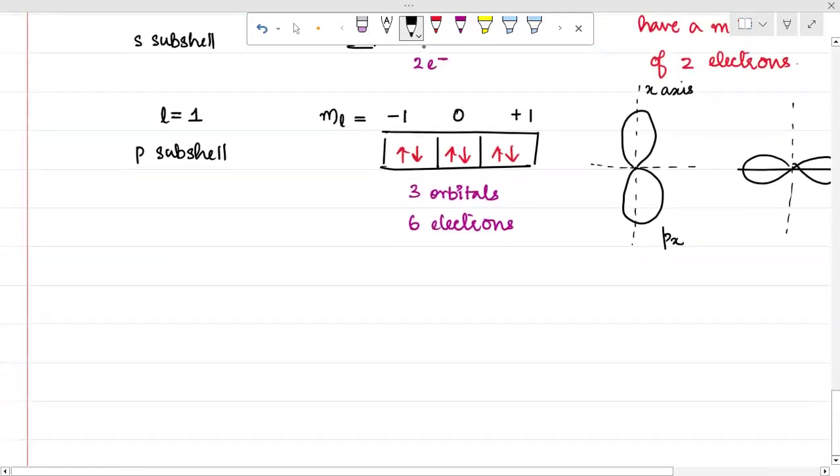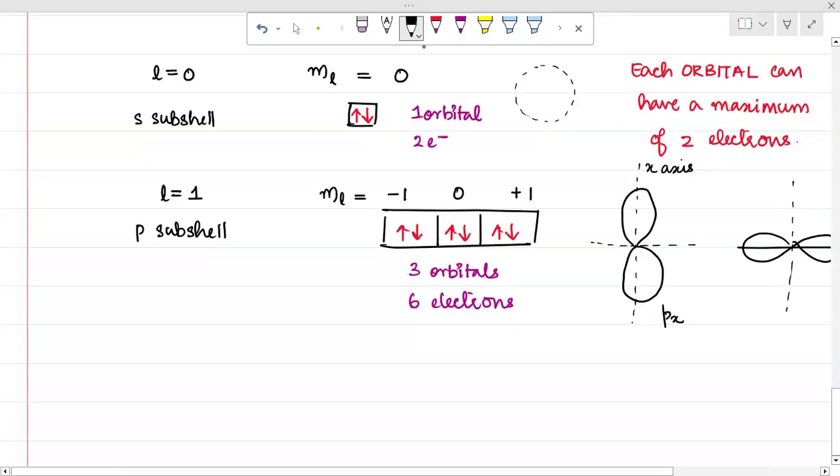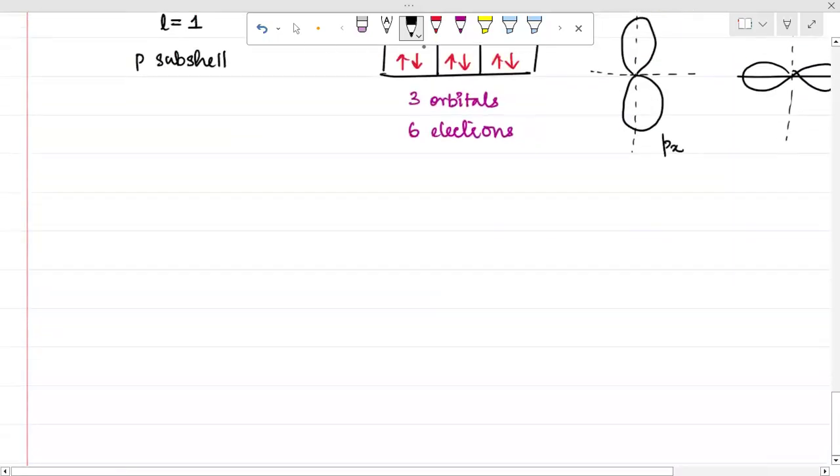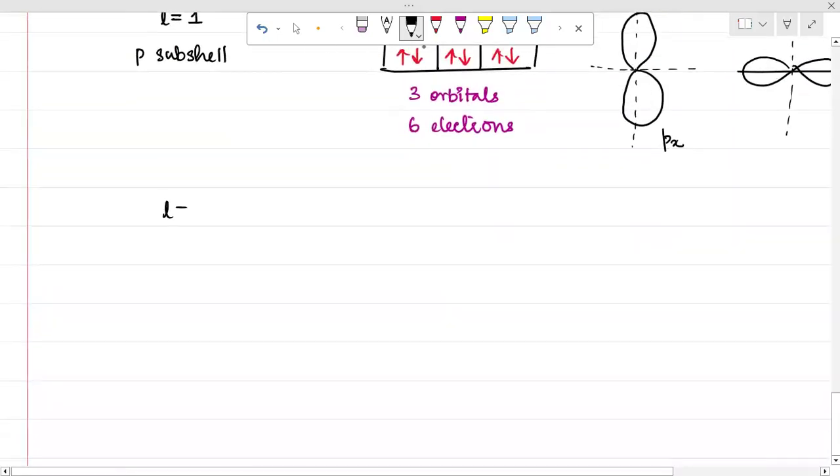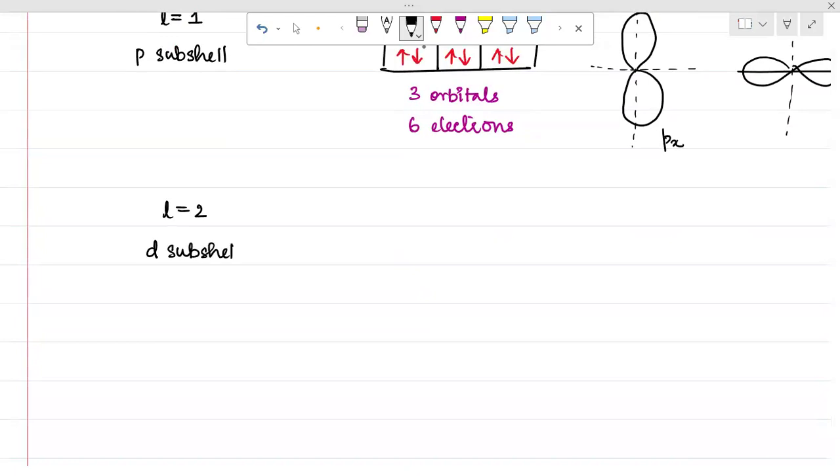Okay. All right. So the first one, for L is equal to 0, you get 1 orbital. L is equal to 1, 3 orbitals. Now next one, let's say L is equal to 2, your D subshell, and the values of ML can be -2, -1, 0, +1, +2.